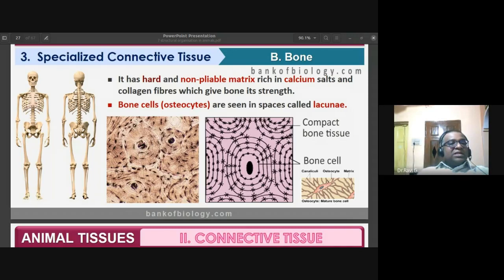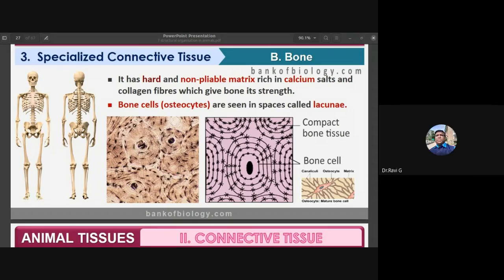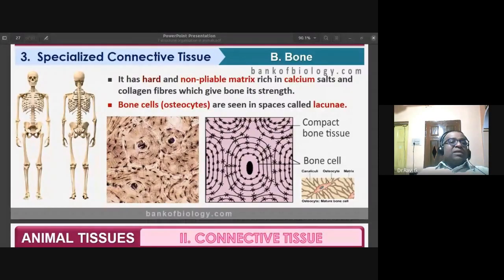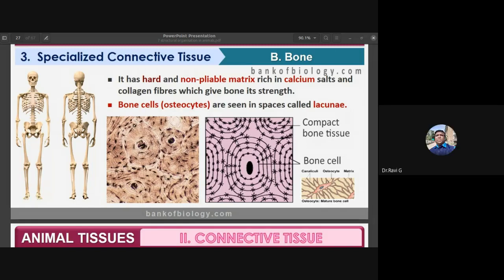Now just remember, as a connective tissue, chemically what they are made up of, and what the bone cells are called. So bone cells are also called osteocytes. They are seen in spaces called lacunae. Lacunae are found in concentric circles. So these concentric circles you can notice surrounding the Haversian canal. Okay.